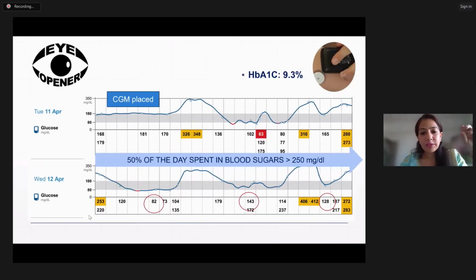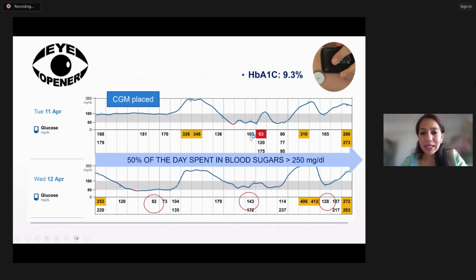When the sensor was placed, as you can see, the red circles over here are the times when she was recording the blood glucose, and they look perfect. But in between, you can see 50% of the day was spent in high blood sugars of more than 250. And then her HbA1c returned as 9.3%.